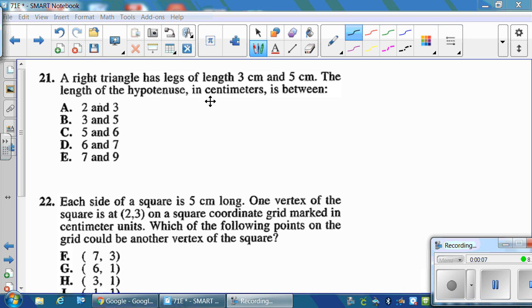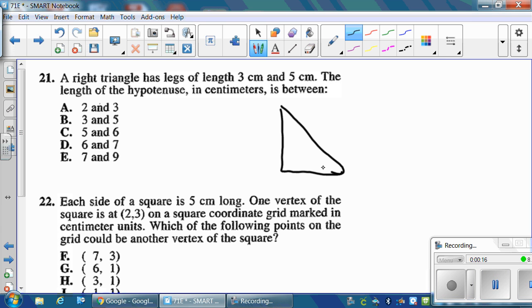Number 21, it says a right triangle has legs of length 3 centimeters and 5 centimeters. I was having trouble with that the other day, but let's see if I can draw that. All right, so it's a right triangle. The legs are 3 and 5. And the length of the hypotenuse is what? And they want to know it's between what. So this would be a Pythagorean theorem problem.